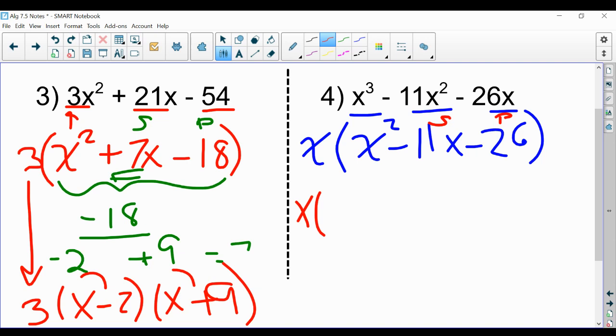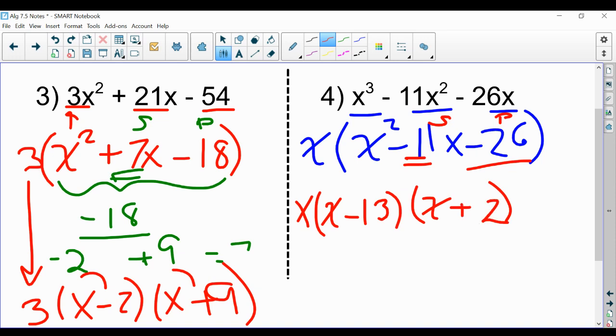So I keep the x, and now I'm going to have an x and an x, and I'm looking for two things that multiply to be negative 26 and add to be negative 11. And just giving a little thought, a negative 13 and a positive 2 add to be negative 11 and multiply to be negative 26. And that is how number 4 factors. And that's all I got.